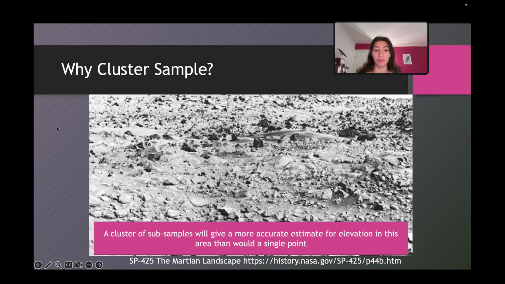When would you want a cluster sample, though? You would want to do it in an area where a cluster of subsamples will give a more accurate estimate for elevation in the area than one singular point would. Think back to our thought experiment with those mountains and valleys. That would be a great example of when we may want a cluster sample.